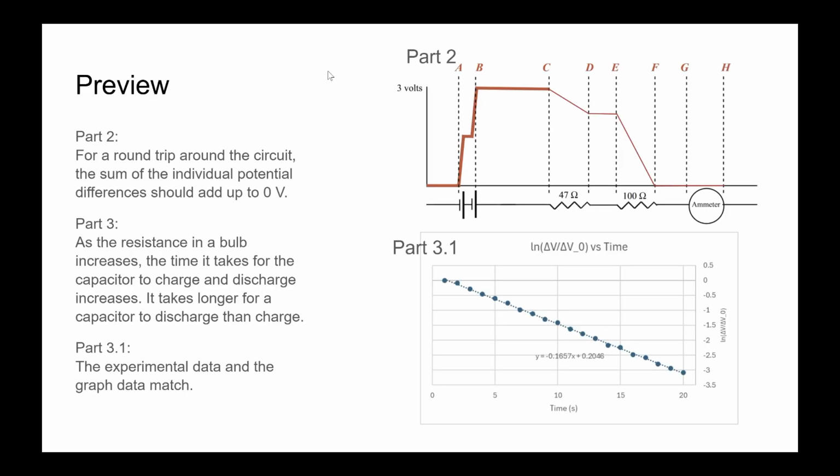So for a preview, for a round trip around the circuits, the sum of the individual potential differences should add up to 0, as you can see through this graph. For part 3, as the resistance in a bulb increases, the time it takes for the capacitor to charge and discharge increases. It also takes longer for a capacitor to discharge than charge. And in part 3.1, the experimental data and the graph data match, which we'll see later.